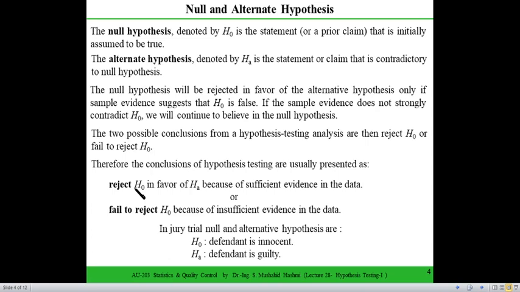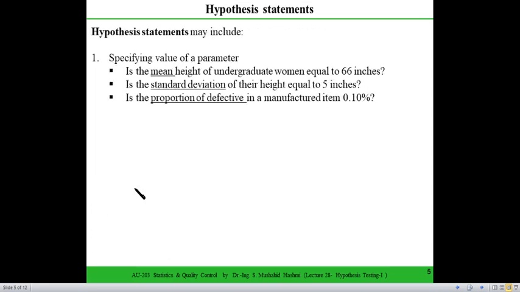The same thing in jury cases sometimes happens: your null hypothesis is that the defendant is innocent, but you have insufficient evidence, and you fail to reject that the defendant is innocent. So these are the two possibilities that always happen, and the same happens in hypothesis testing.